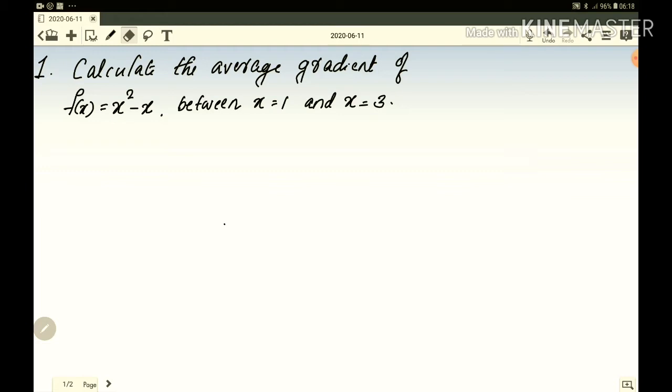So you are calculating average gradient. What is average gradient? It's a gradient on a curve between 2 points, which is same as the straight line passing through the very same points. I will use a diagram to explain this question.